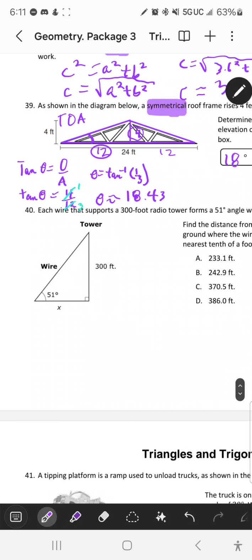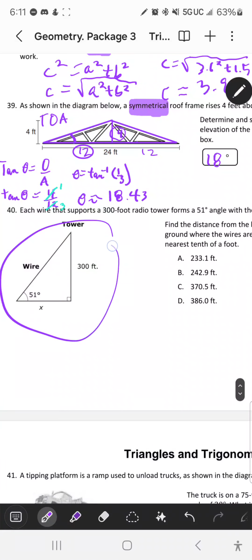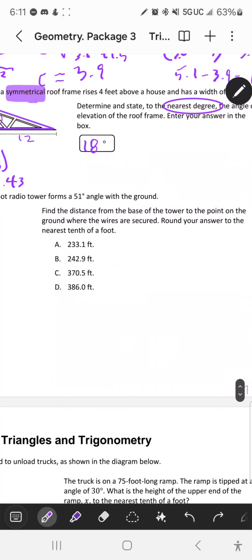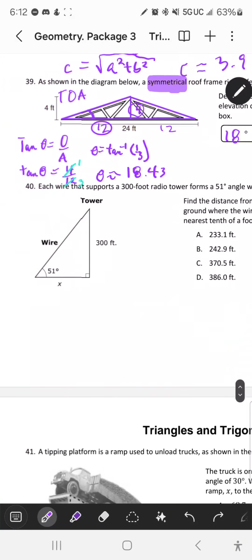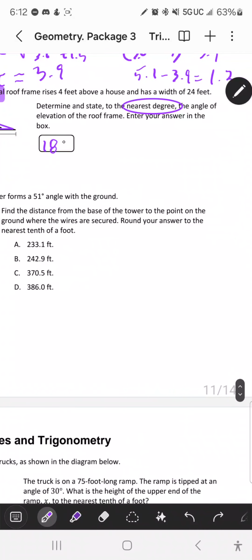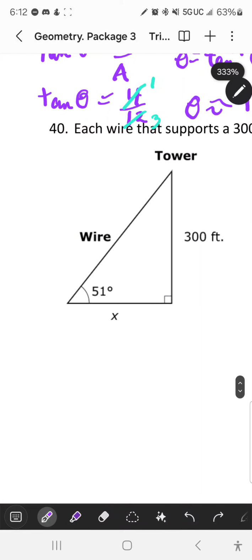Now let's go to 40. Each wire that supports a 300-foot radio tower forms a 51-degree angle with the ground. Okay, we already have the figure here. We don't need anything more from that. Now, find the distance from the base of the tower to the point on the ground where the wires are secured, which is already labeled here. Round your answer to the nearest tenth of a foot.